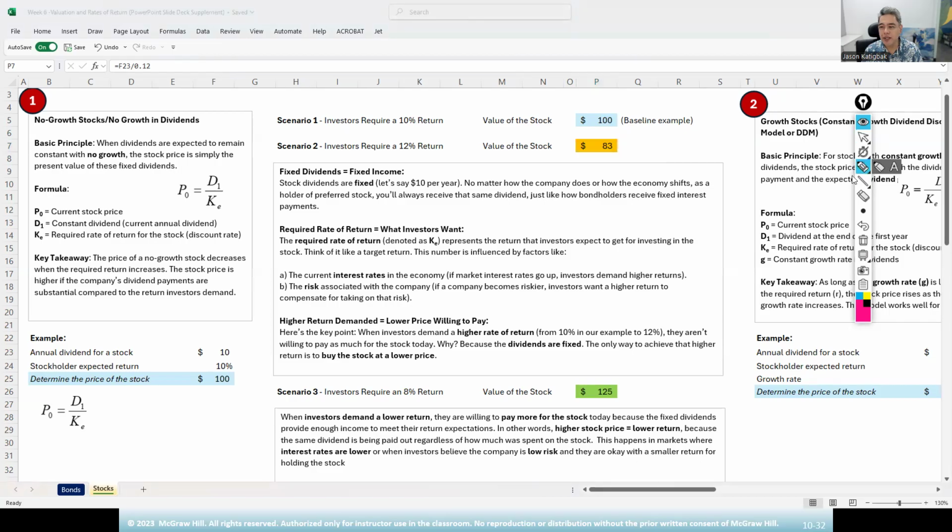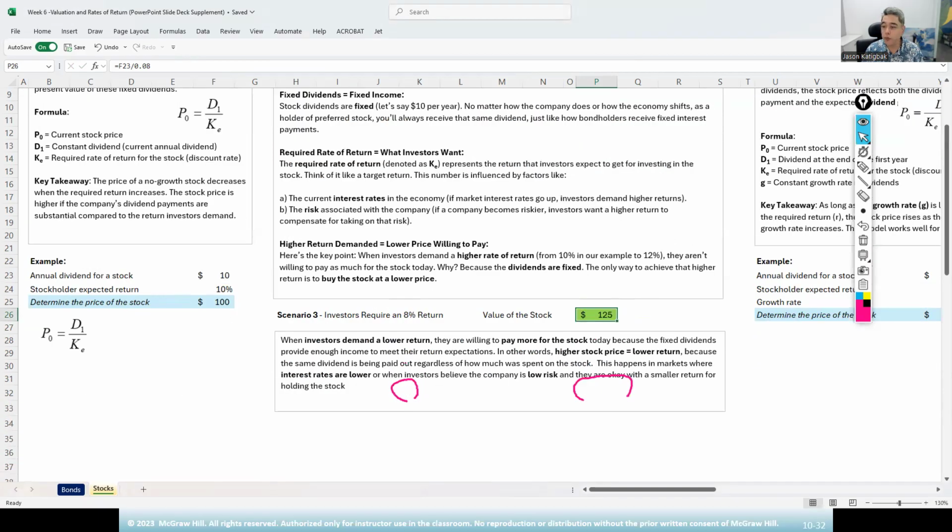Now, let's take a look at the scenario wherein the required rate of return is actually 8%, and then the value of the stock becomes higher, so inversely proportional, right? So why? Formula-wise, same thing. $10 divided by 8%. So let's take a look at it.